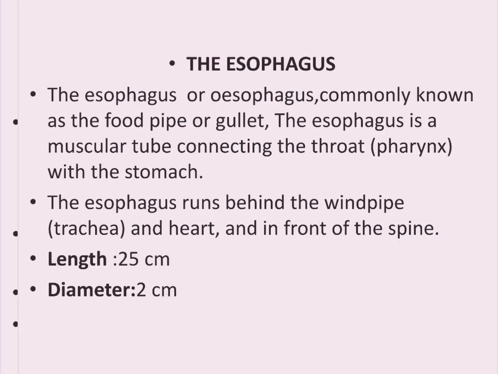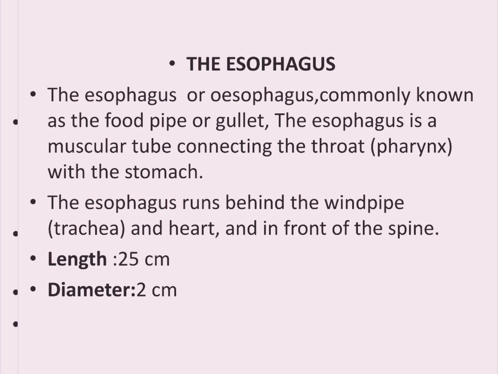Next is the esophagus. There are two spellings of esophagus, so don't get confused in the exam. It is also commonly called the food pipe or gullet. The esophagus is a muscular tube. It connects the throat, that is the pharynx, with the stomach.